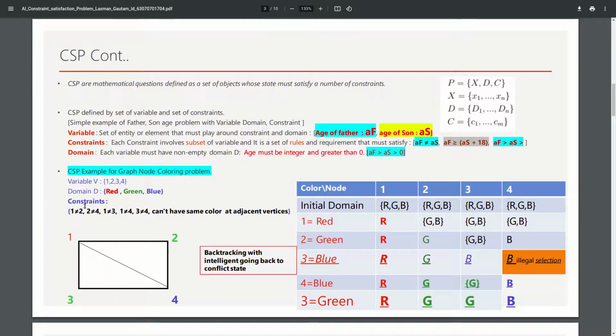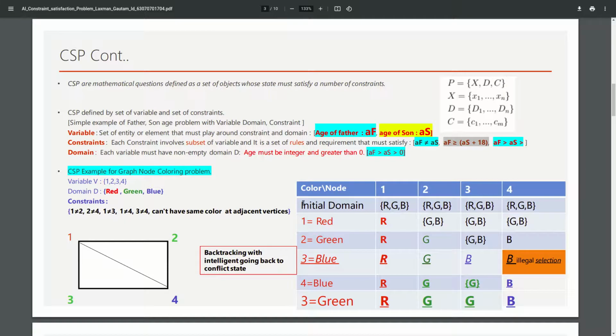And then the constraint is that adjacent nodes which are directly connected should not have the same color. So one cannot have the same color as two, and if one is directly connected to every node, then the color we apply to the first node cannot be the same color on the other nodes as well. So we try to implement it in a basic tabular format by using the backtracking technique in this table, which I'll be explaining now.